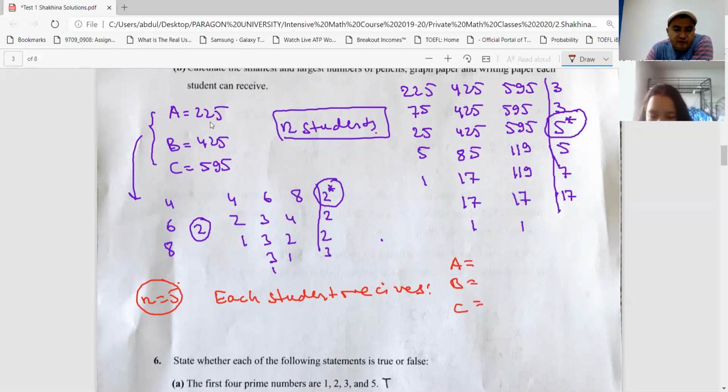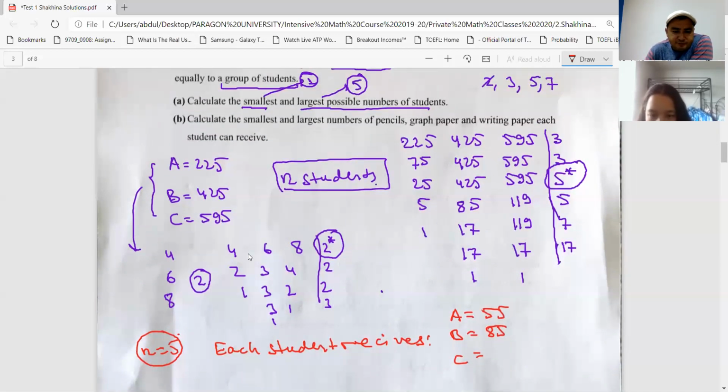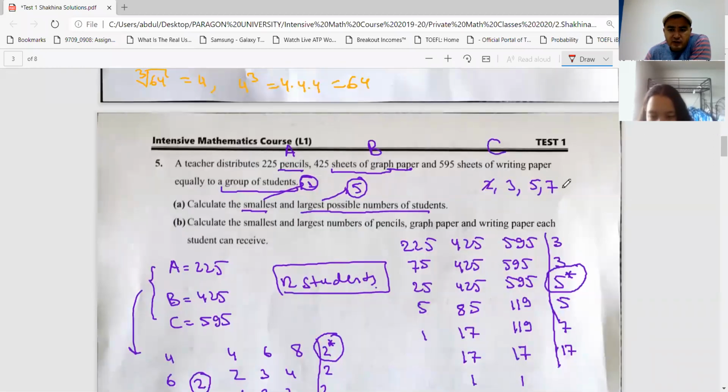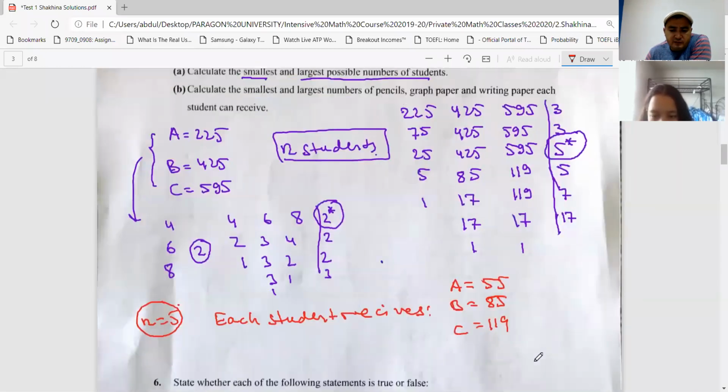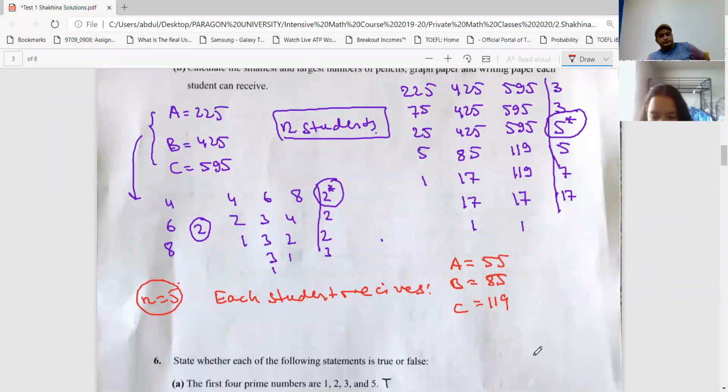So if you divide this by five, what is it? It is 55. So yes, 55 pencils. If you divide this by five, that is 85. 85, what is it? Graph paper. If you divide this by five, that is 119. So 119, what is it? Writing paper, sheets of writing paper. Okay.